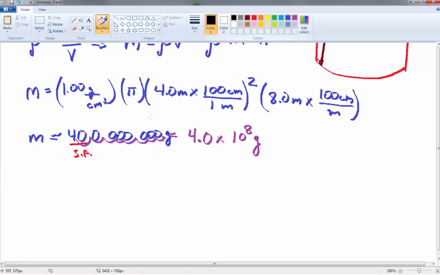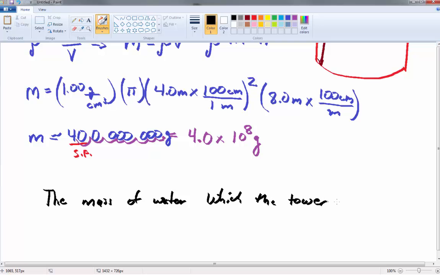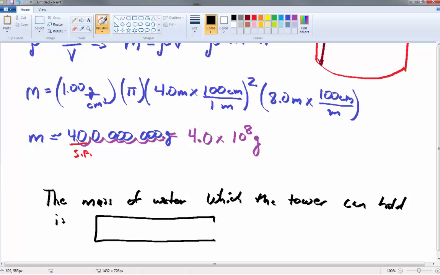So Blackboard, you can imagine it saying the mass of water which the tank, or I guess it's a water tower, can hold is, and then here's the actual box that Blackboard will give you to put an answer in. And it asks in grams.